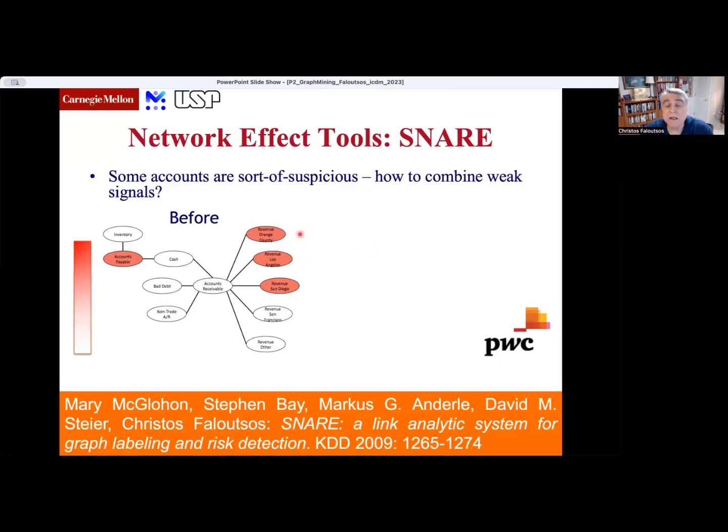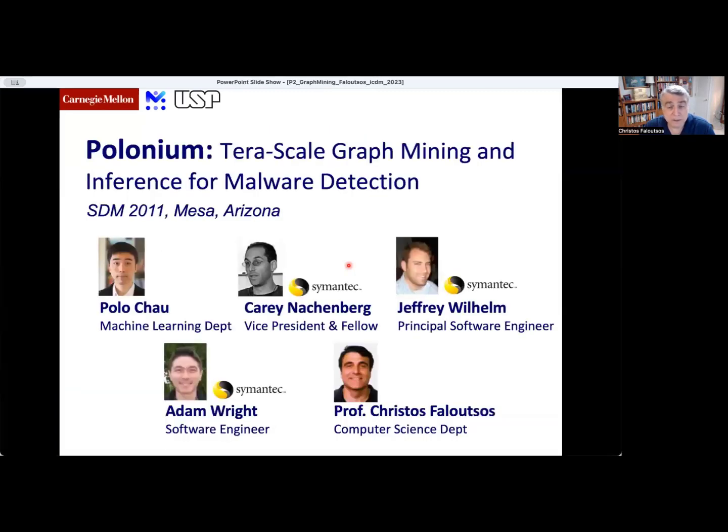In this case, if the PwC employee has time to inspect only one account, which account should this person look at? This one, or which one? With belief propagation, the most suspicious account is this one because it is connected to a lot of suspicious accounts. So this algorithm saved a lot of time and also improved the accuracy of the investigations.